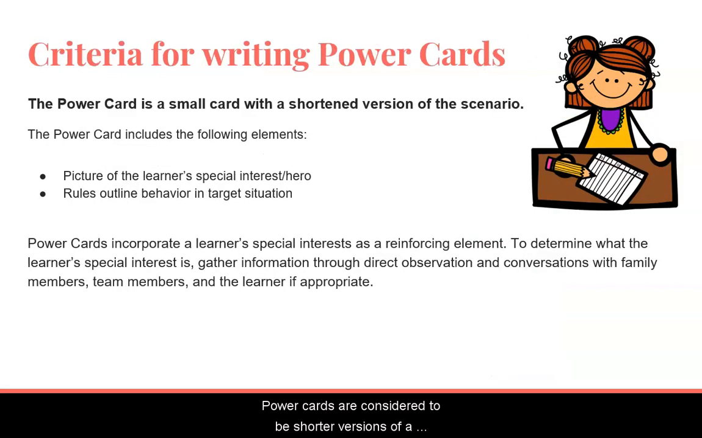Power cards are considered to be a shorter version of a scenario. Power cards have a picture of the learner's special interest along with the rules and expectations that outline how the individual should be acting in a specific situation.